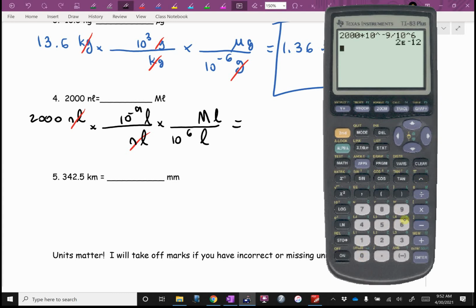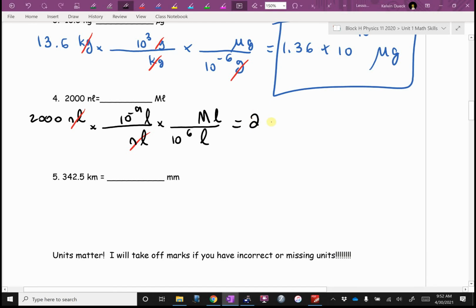Did you get, I got an answer in scientific notation, 2 times 10 to the negative 12. So 0.000000000002. 11 zeros, and the 2 would be the 12th one, 12th digit. Units, megaliters.